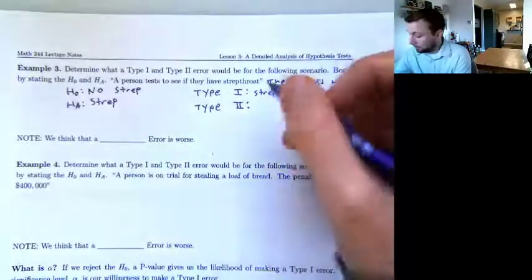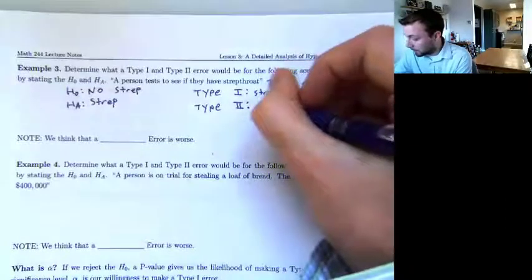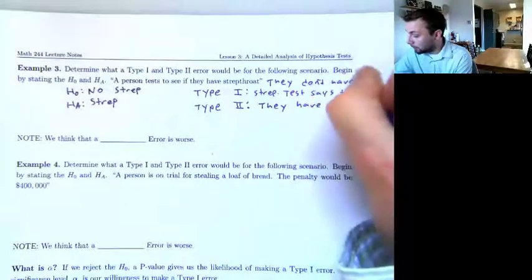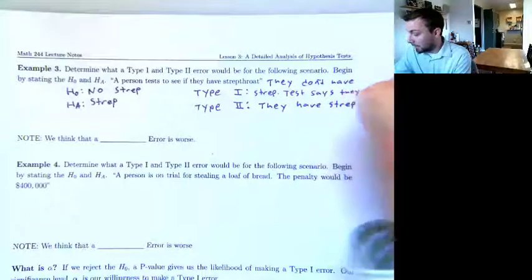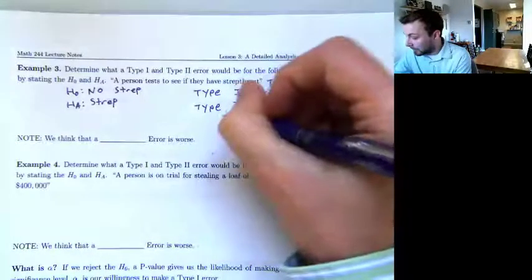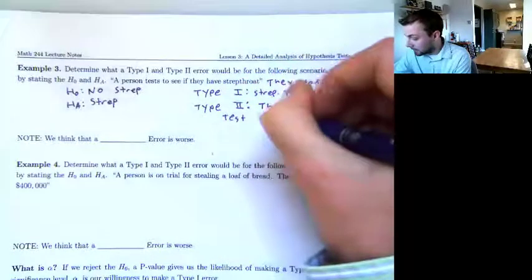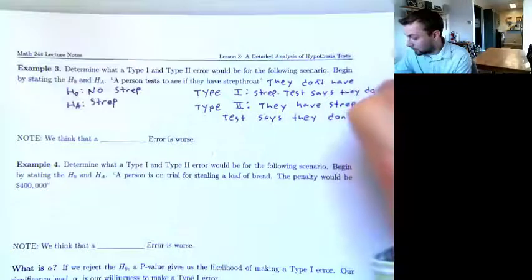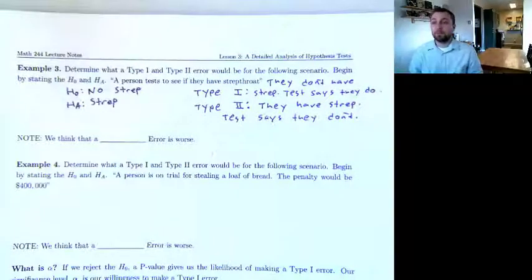Type 2 error. The second thing is true: they have strep throat. And how could this be a problem? Well, the test says they don't. So this would mean the person is actually infected, but they do not think that they are infected.